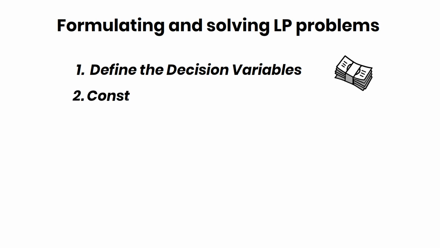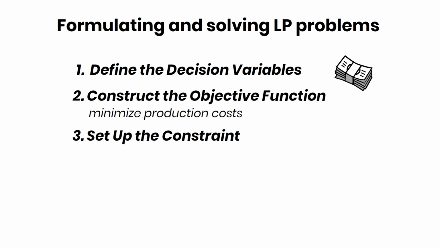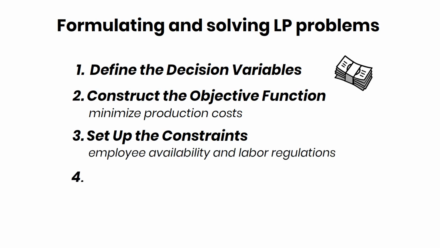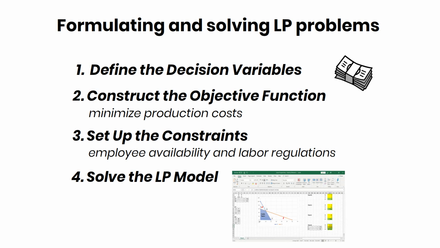2. Construct the objective function. Formulate the objective function that needs to be maximized or minimized. In a production scheduling problem, the objective function could be to minimize production costs. 3. Set up the constraints. Define the constraints that represent the limitations or requirements that must be satisfied. In an employee scheduling problem, the constraints could include employee availability and labor regulations. 4. Solve the LP model. Use graphical methods or computer software like Excel to solve the LP model and find the optimal solution.